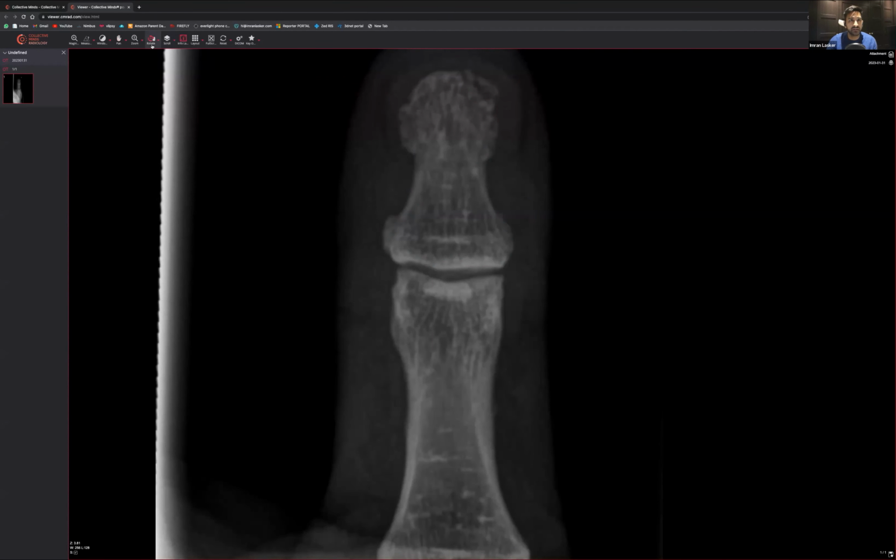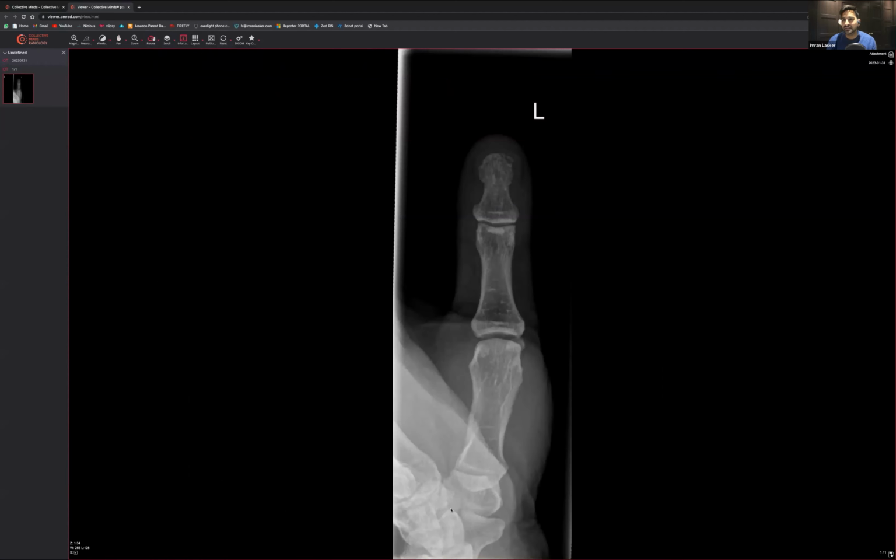So what we can do here is reset the image, reset all. You can see this is the thumb, this is the proximal phalanx, this is going to be the middle phalanx, and this is going to be the terminal phalanx. And you can see that there is this kind of irregularity sitting over here. You can just about see that corner of the nail over there. So there's no overlap.